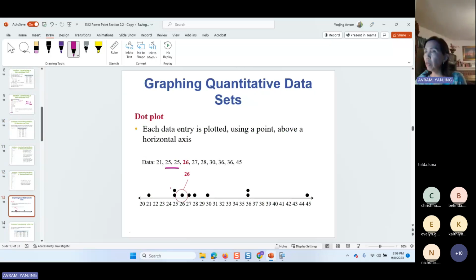And one thing, this 25 is not a maximum. Maximum is the rightmost. So the maximum is right here. Maximum will be 45. And then this one will be the minimum. Okay, the leftmost is the minimum. The rightmost is the maximum.